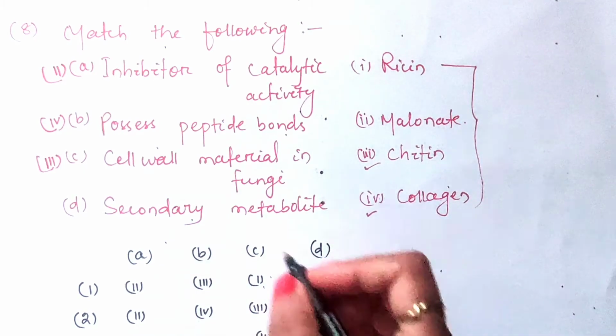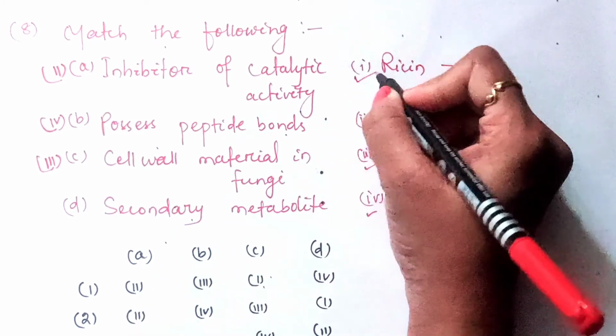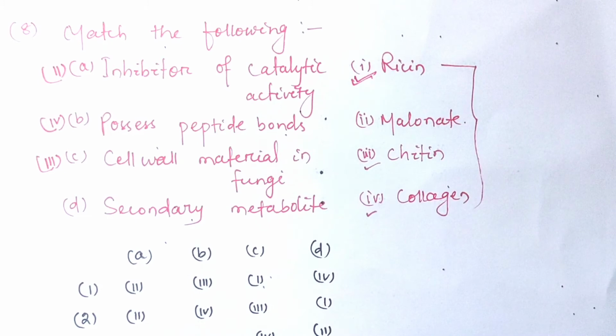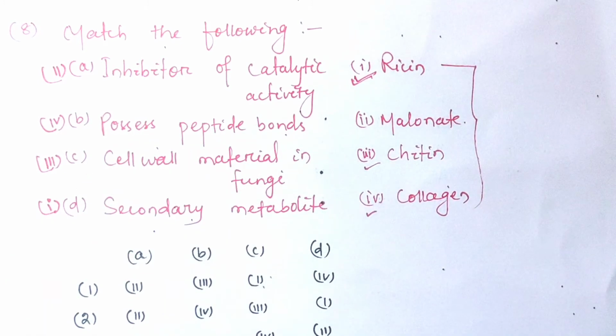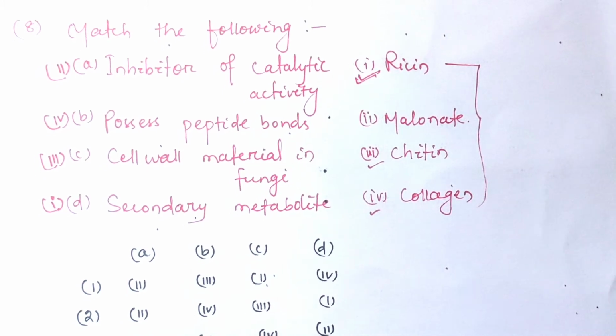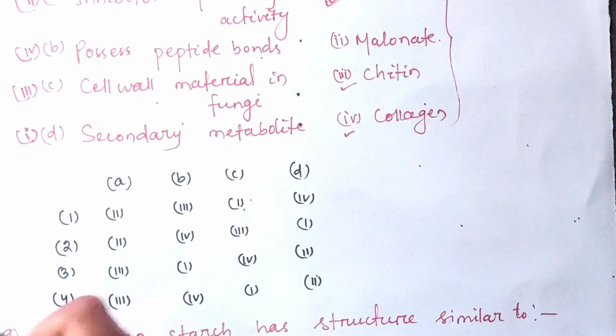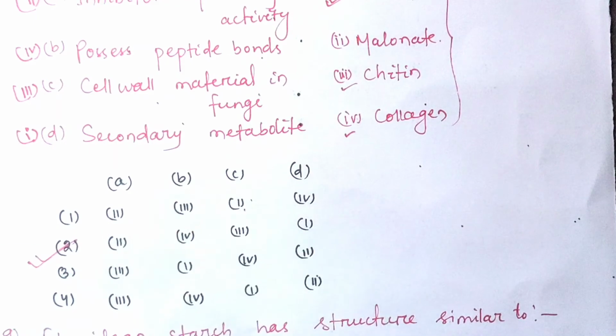So here Ricin is the secondary metabolite. So option 1 is used for D. So here the correct option is option 2.